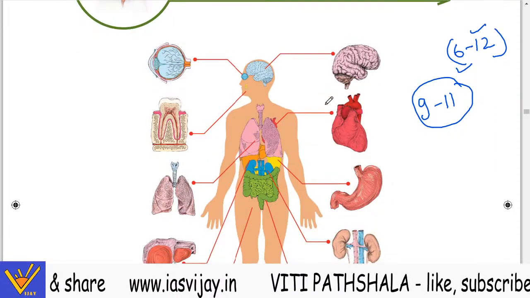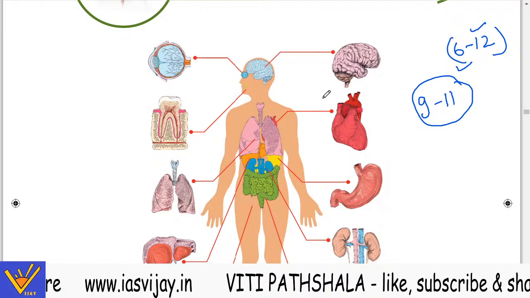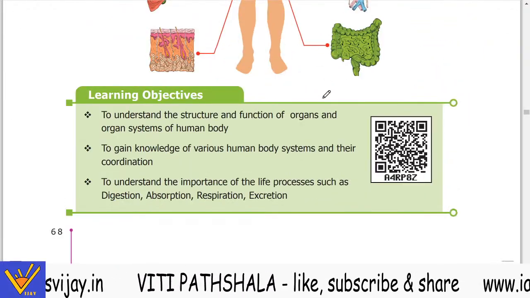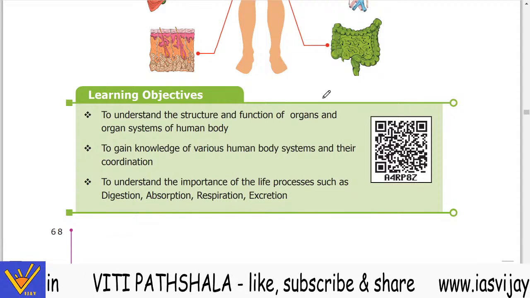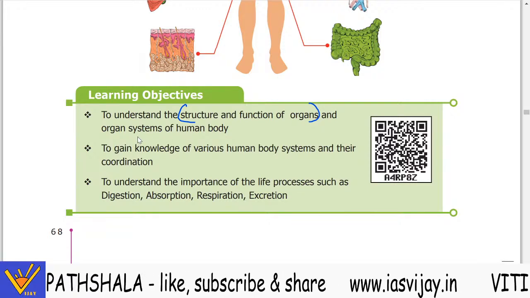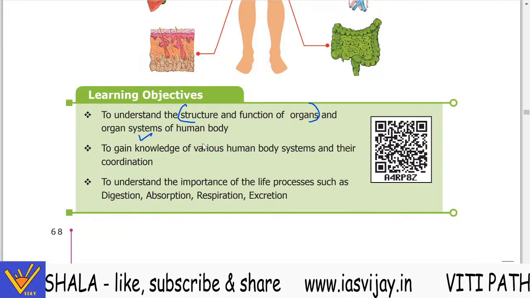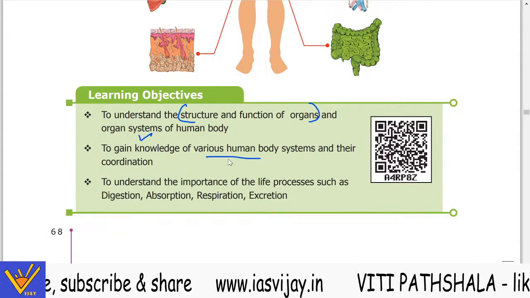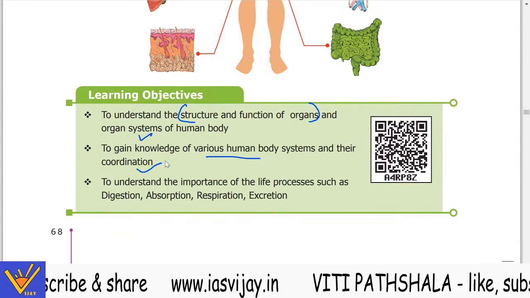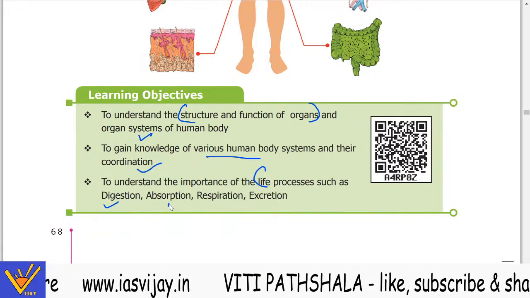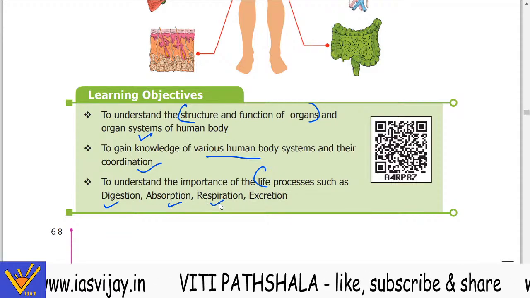So, human organ system. Let's start this chapter. After studying this chapter, you will be able to understand the structure and function of the organ systems in the human body, to gain knowledge of the various human body systems and their coordination, and to understand the importance of life processes such as digestion, absorption, respiration, and excretion.